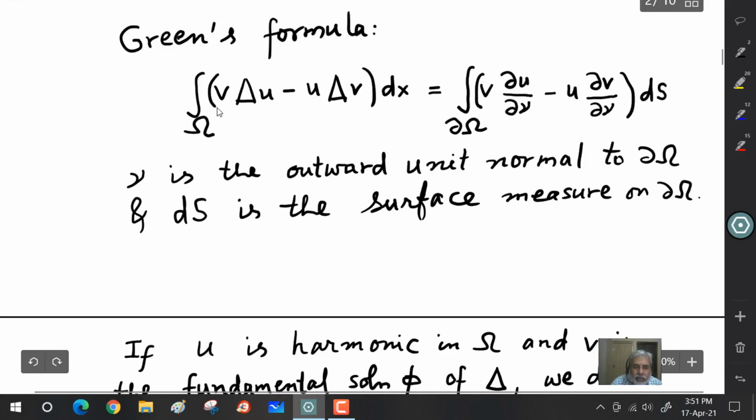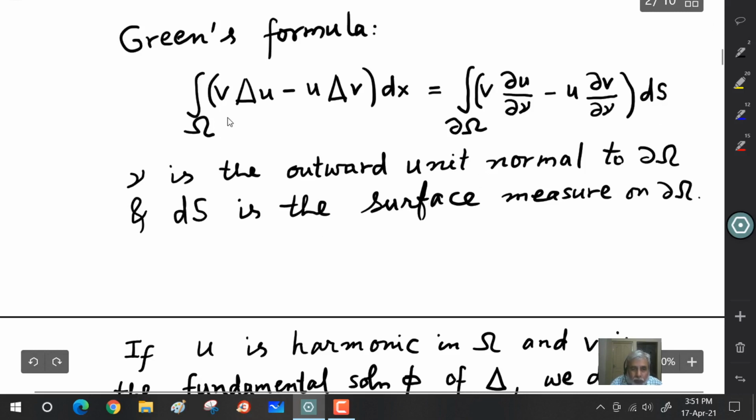So for any two functions u and v, we have this integral of v Laplacian u minus u Laplacian v dx equal to the right side. So this is the integral over the domain, a volume integral, and the right side is the integral over del omega, the boundary of omega. So that's a surface integral. Okay, and nu is the outward unit normal to del omega, and ds denotes the surface measure on del omega.